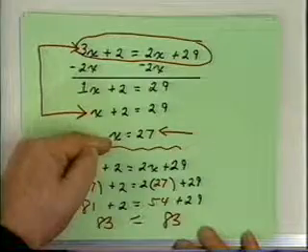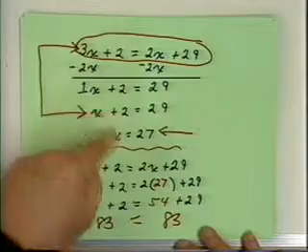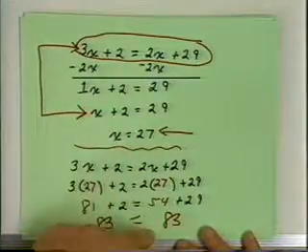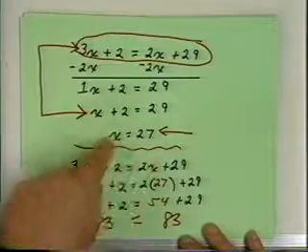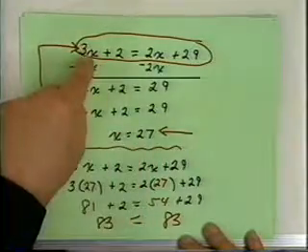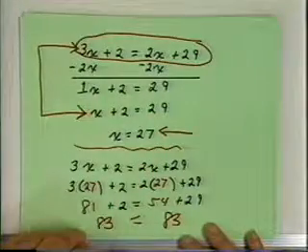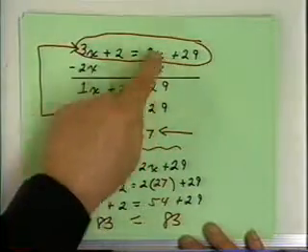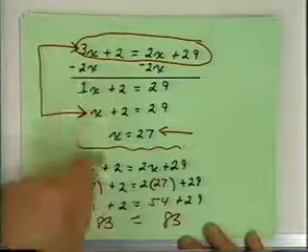Well, what does that say in logic? It says if this is not true, then this won't be true. See, we've not only shown that 27 works, but we've also shown, which you can't do by trial and error, that if x is not 27, then 3x plus 2 can never equal 2x plus 29. So in other words, this will be an equality only when x equals 27, in which case both sides will be 83.